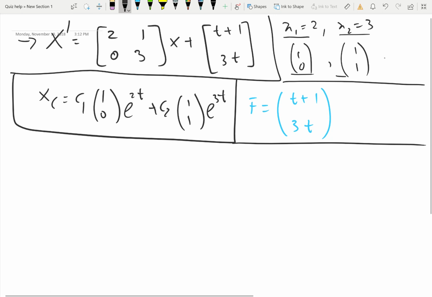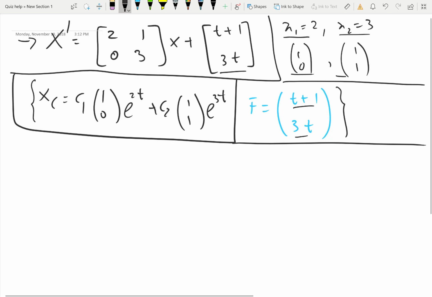So using those eigenvalues and eigenvectors, we can write the complementary function. This is the two distinct eigenvalues case which we have seen before. Let's construct the initial guess for the particular solution first. Now if you look at the non-homogeneous part, it's t plus 1 and 3t, and those terms are linear terms, right?